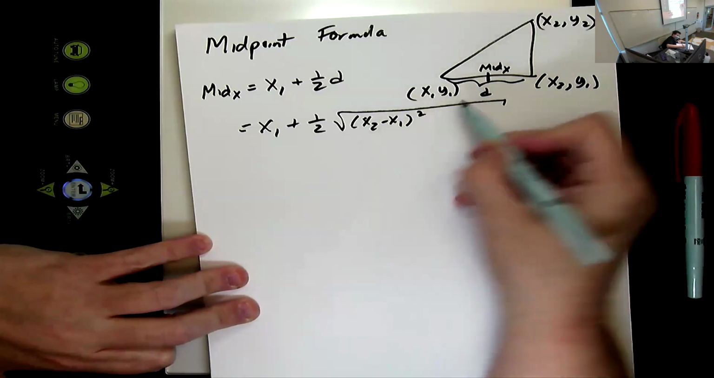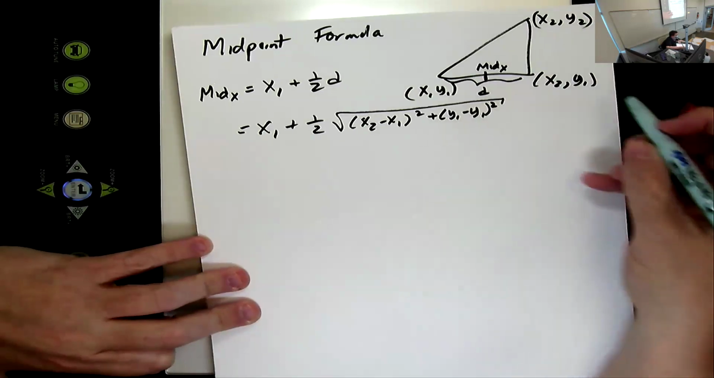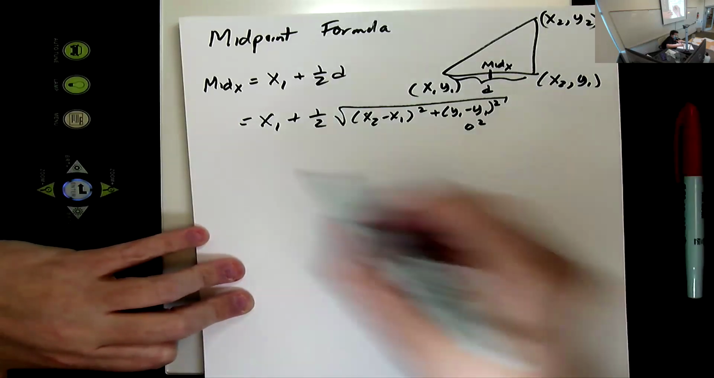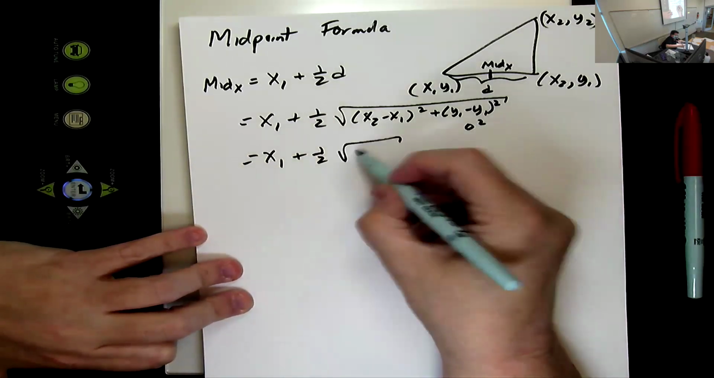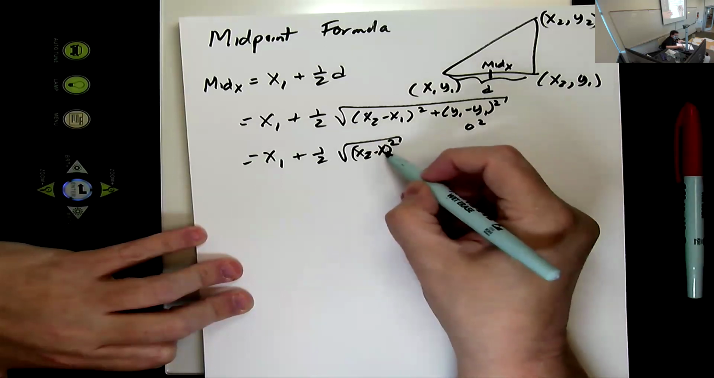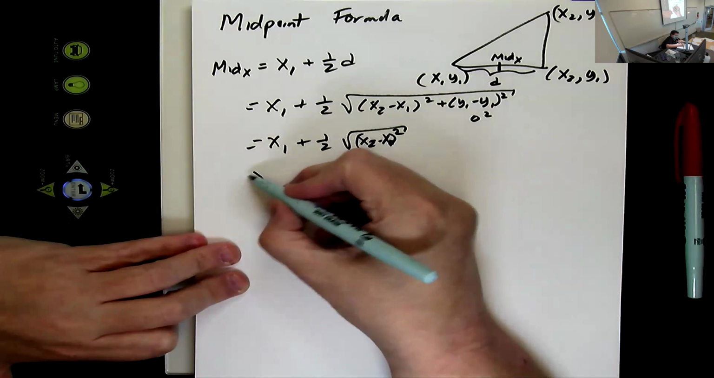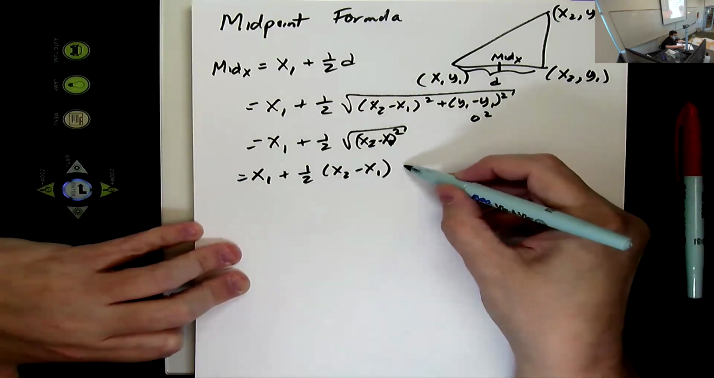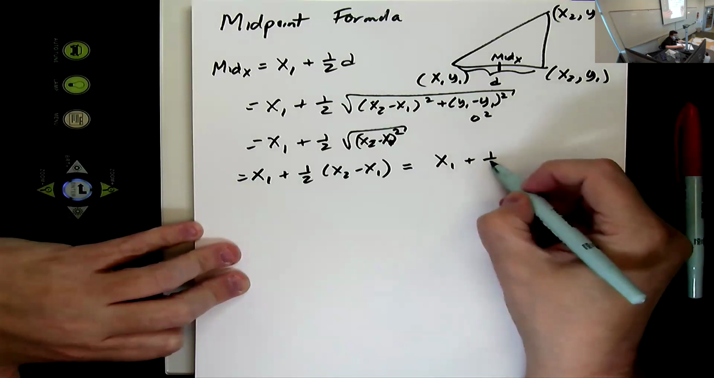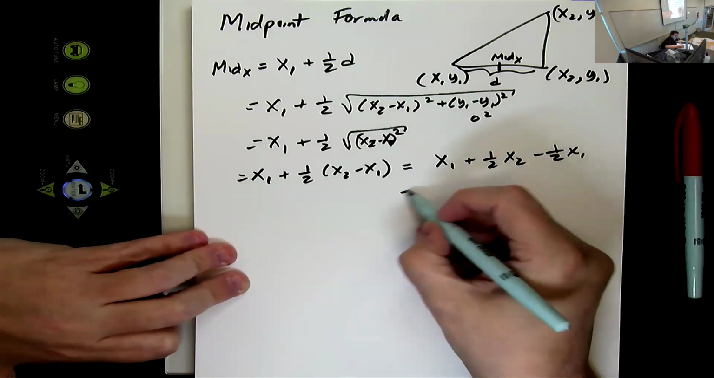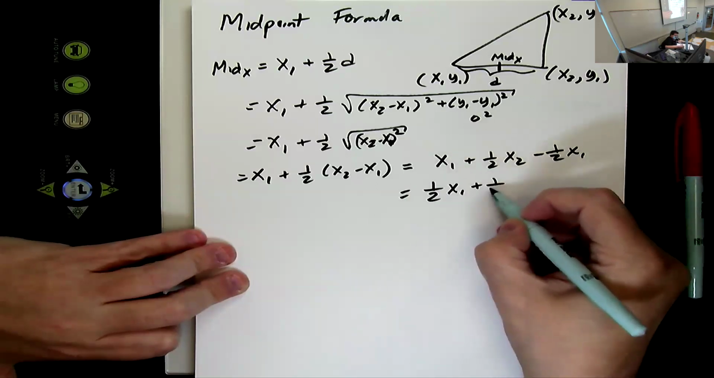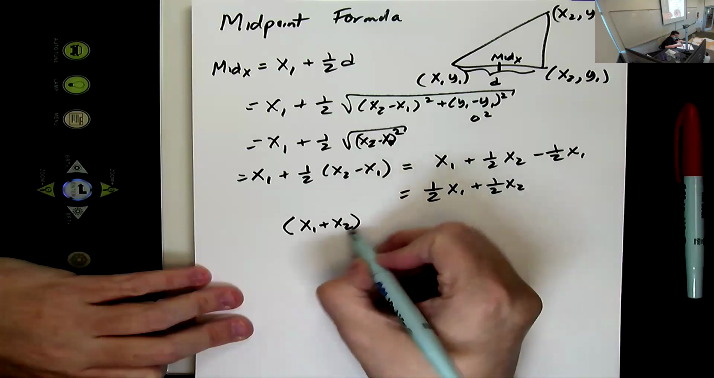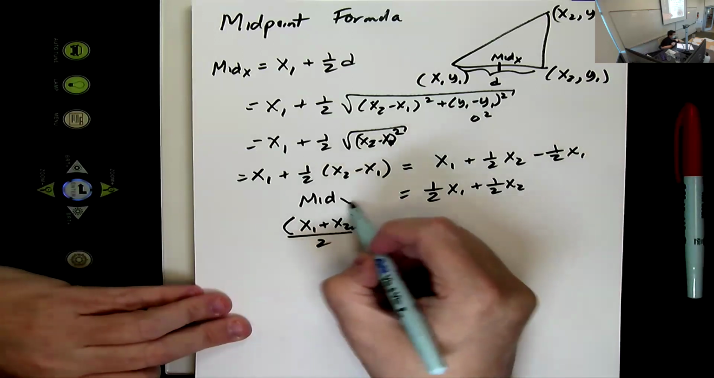X2 minus X1 squared plus Y1 minus Y1 squared. That's 0. We don't even need the square root anymore. Square root and square cancel out. One half X2 minus 1/2 X1. You're gonna see you get 1/2 X1 plus 1/2 X2. Or more easily shown as X1 plus X2 over 2. That's my midpoint along X.